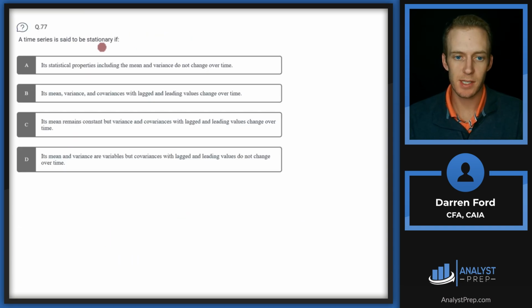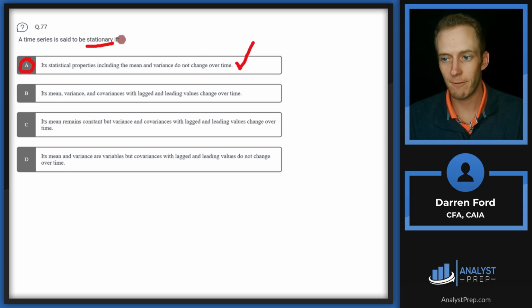Question 77. A time series is said to be stationary if A, its statistical properties, including mean and variance, do not change over time. That's going to be correct so far, and is a pretty straightforward definition of stationary. Those variables like mean and variance won't change over time if our time series data is stationary. B, its mean, variance, and covariances with lagged and leading values change over time. That's going to be incorrect.